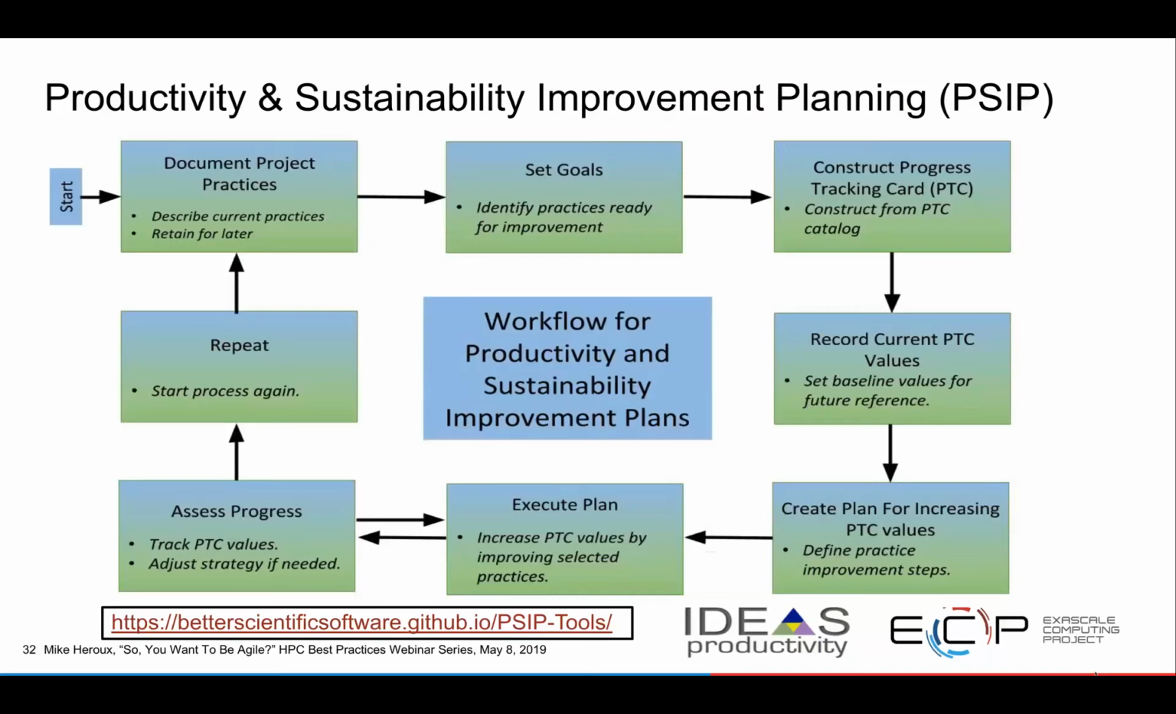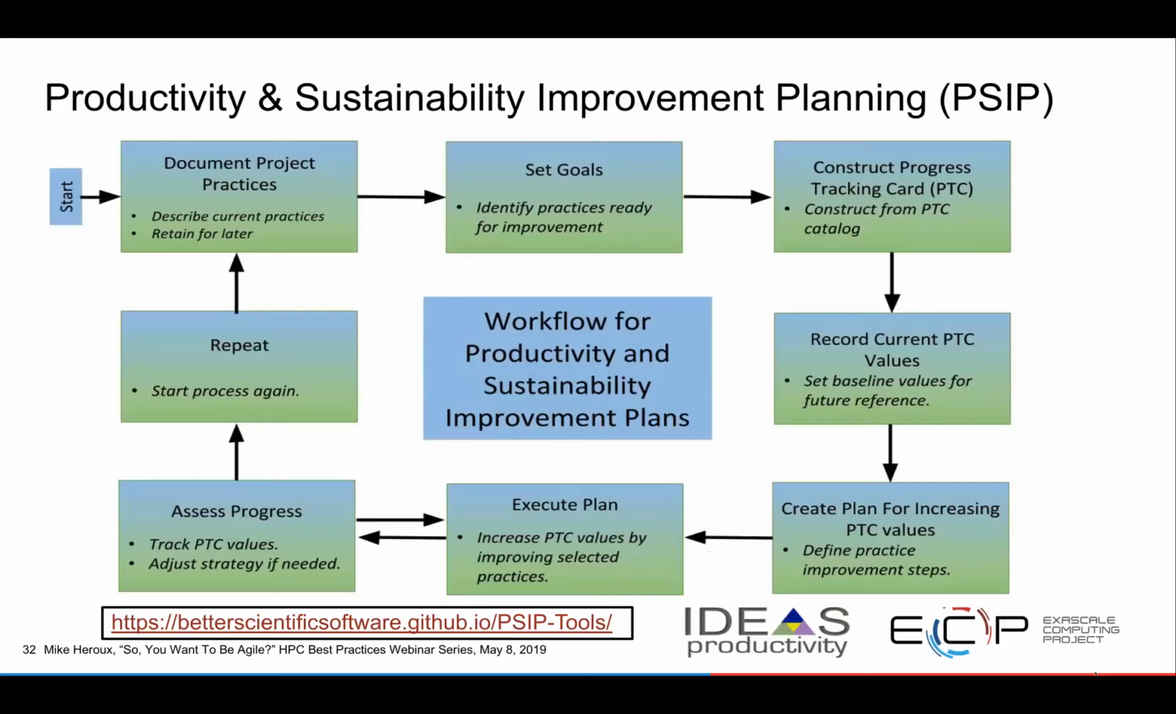and then make a short list of those things, and then create what we call a progress tracking card that lays out steps to improving. First of all, baselines your current practice, and then gives you points for improvements as you make them. And then you execute the plan to improve the practice or the process or the tool that you're using, assessing progress as you do it. And then once that's done, you repeat.